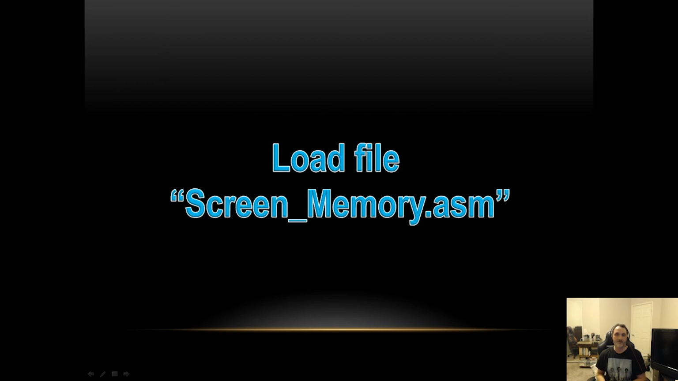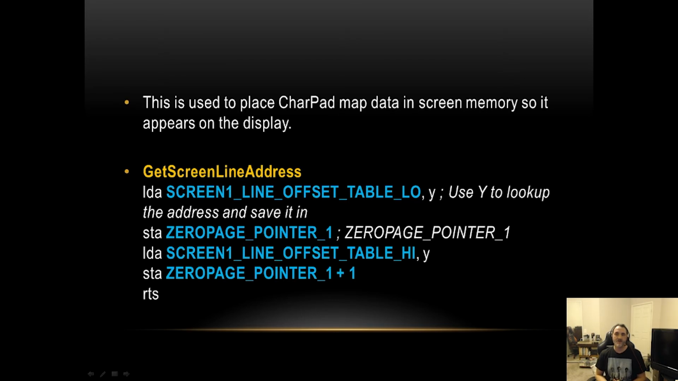Now the next one is screen memory.asm. This is used to place CharPad map data in screen memory so it appears on the display. And essentially all this section is doing is just taking these lines and using it to place data on the screen.